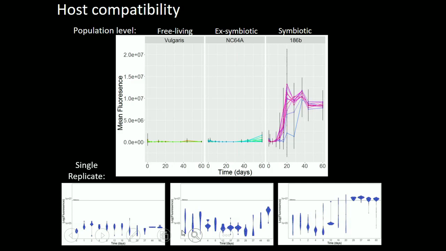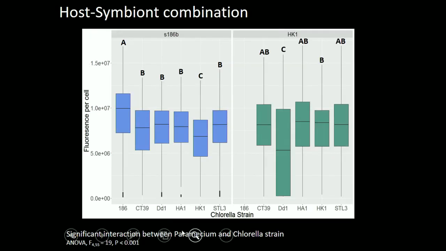So having seen compatibility differences between chlorella strains, we then looked at whether there would be differences within those that have been symbiotic. So we performed a similar reinfection experiment, this time in two different host backgrounds, but with six different chlorella strains that had all recently been symbiotic. These are all recently isolated from paramecium hosts.